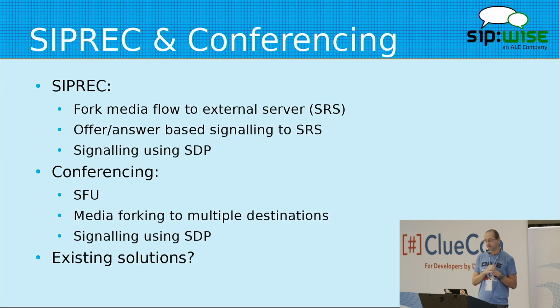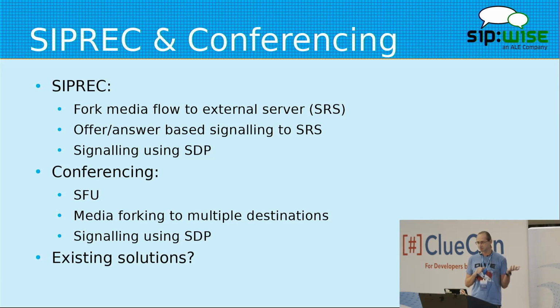Signaling happens with SDP, so that's good because that's what we do. And then for conferencing, we were looking at the SFU use case. Again, you need to fork media to another destination, maybe multiple destinations. Signaling still happens with SDP. So we looked at these and thought, well, these are kind of the same thing. If we implement this right, we can support both of them with the same mechanism.